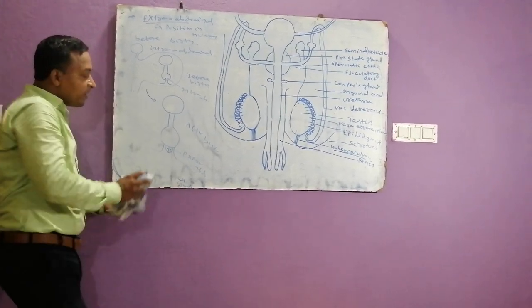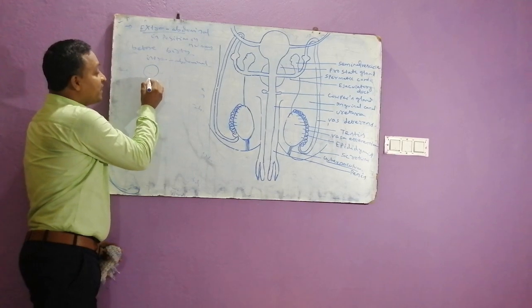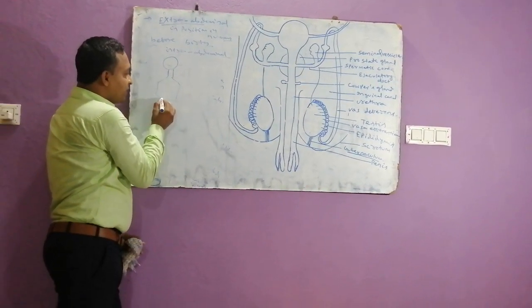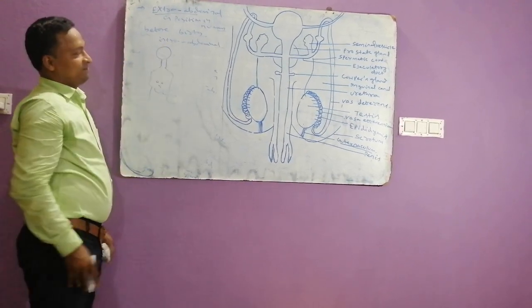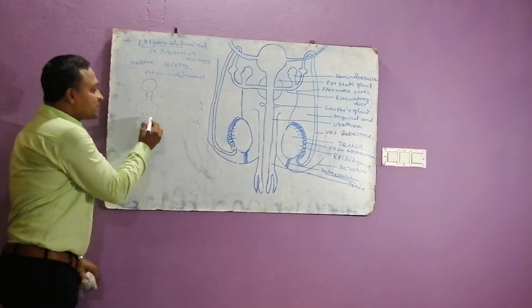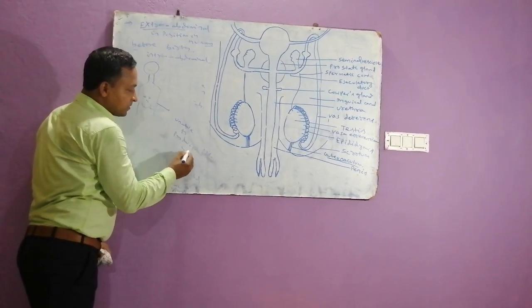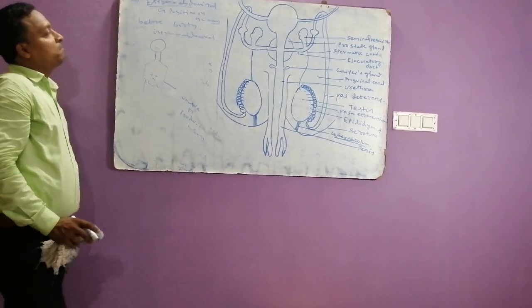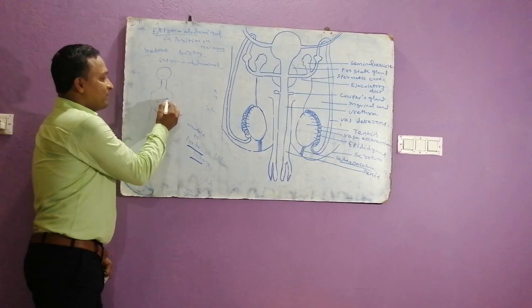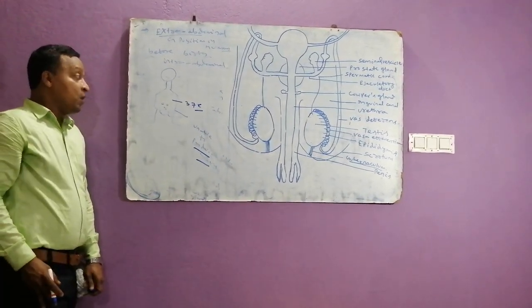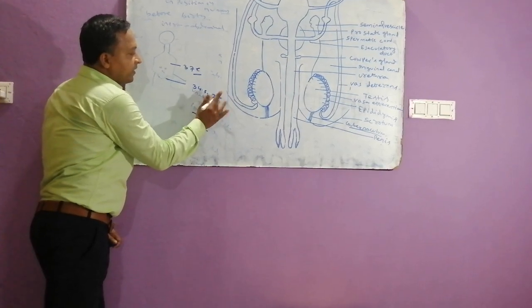If we take the next point: if the testis fails to come to the scrotum after birth, it doesn't descend. That means the male is unable to produce sperm. Try to focus: body temperature is 37 degrees Celsius, whereas in the scrotum the temperature is 34.5 to 35 degrees Celsius.